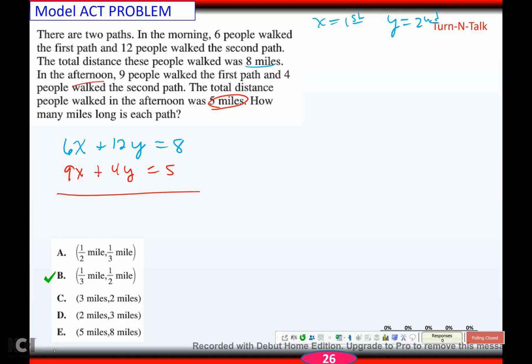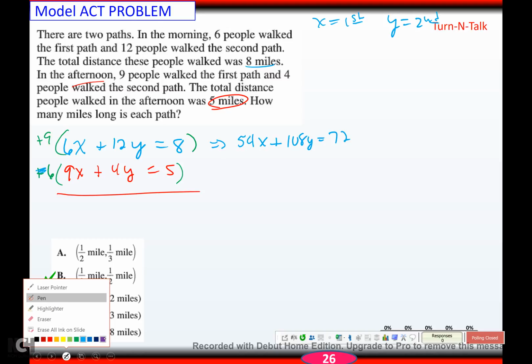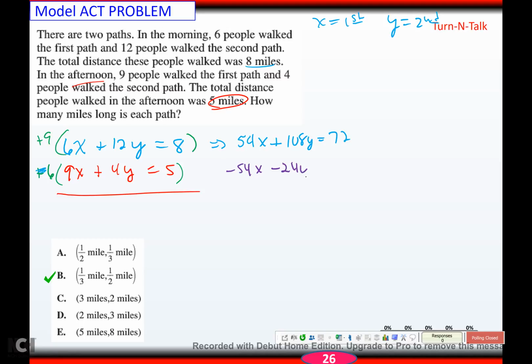Okay? So if I try to add right now, nothing eliminates, so I'm going to multiply the top by the bottom and the bottom by the top. And I'm going to do the x's, so positive 9 comes up, positive 6 comes down. They came out the same, so I'm going to make one negative. On top, I have 54x plus 108y equals 72. On bottom, I have negative 54x, negative 24y, and negative 30.